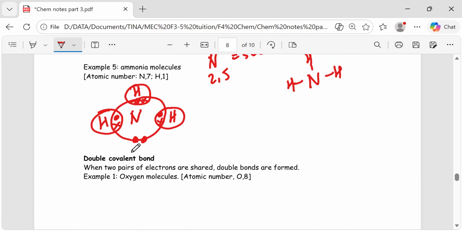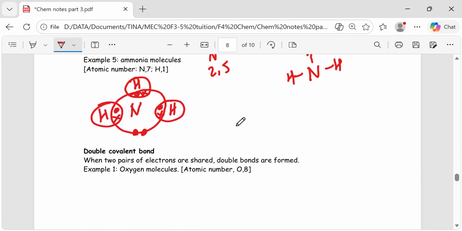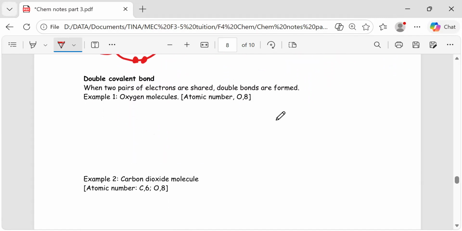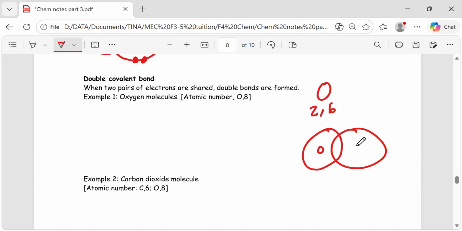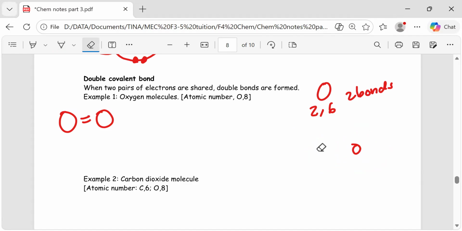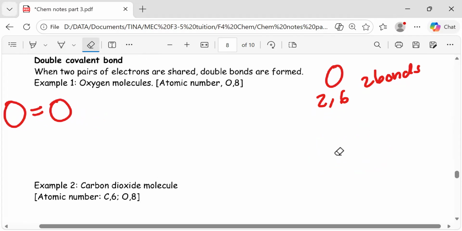Okay, this one is single covalent. So this one is 3 single covalent. Okay, now I'm going to show you double bond. Double bond is when two pairs are shared. So oxygen is 2, 6. So they have to have 2 bonds. So oxygen molecule O2 is like this. It is double bond. Okay, how to draw the double bond? Okay, draw nicer for you.